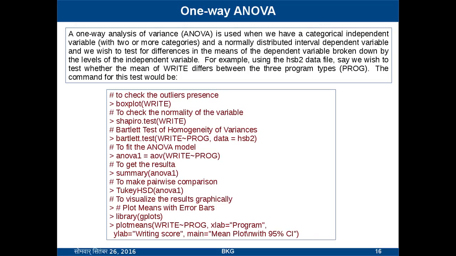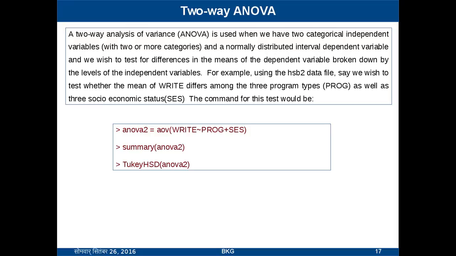So this is all about one-way ANOVA. Now two-way ANOVA is used when we have two categorical independent variables and a normally distributed interval dependent variable, and we use it to test the difference in the means of the dependent variable broken down by the levels of the independent variables. For example, using the HSB2 data file, we wish to test whether the mean of write differs among the three program types as well as their socio-economic status.